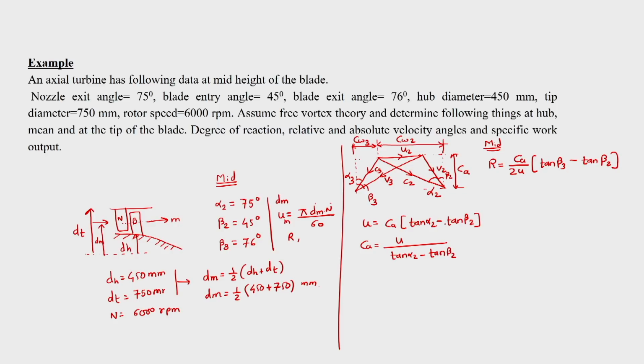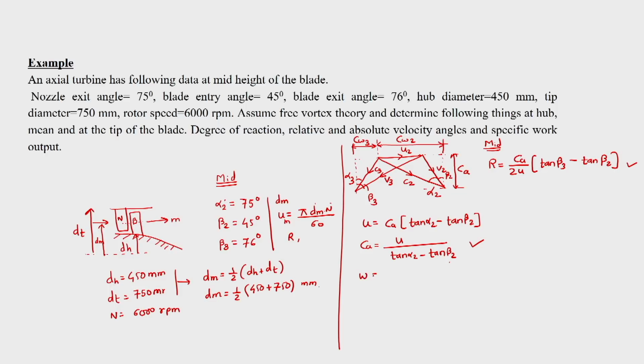We know U, which is found out from pi D N by 60, taking the mid height over here. We know alpha 2, we know beta 2, so Ca can be found out. Once Ca is found, we will put this Ca over here and then find out what R is. Since Ca is known, U is known, beta 3 is known, and beta 2 is known, R can be found out.